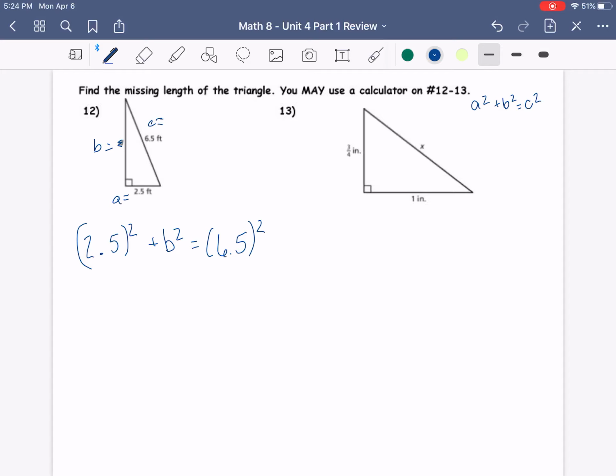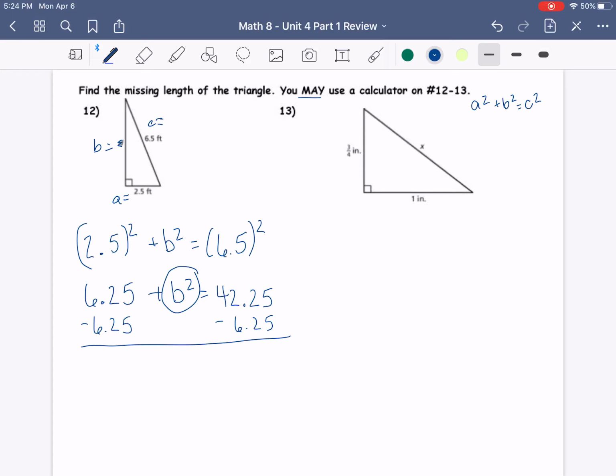Okay, so 2.5 squared comes out to be 6.25. And notice it says you can use your calculator, don't freak out. And 6.5 squared comes out to be 42.25. To get the B squared by itself, I need to subtract the 6.25 from both sides. Okay, so now I have B squared equals 36.